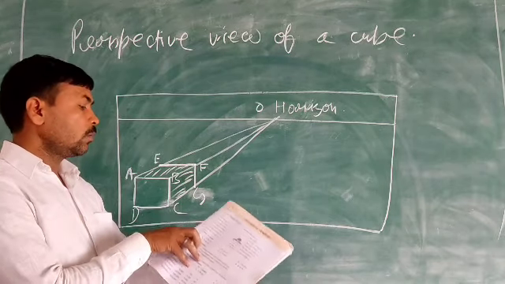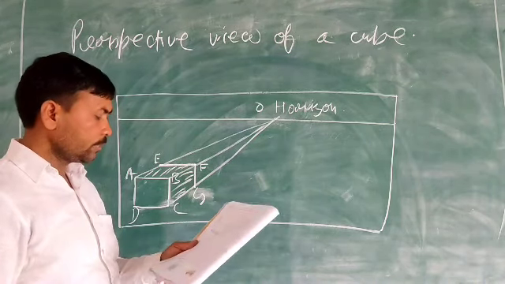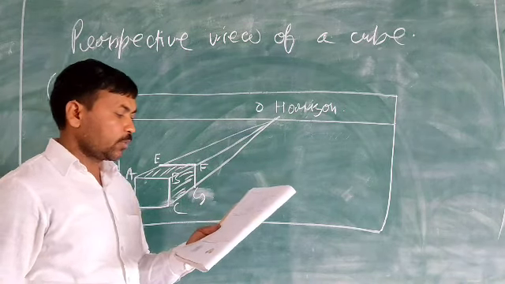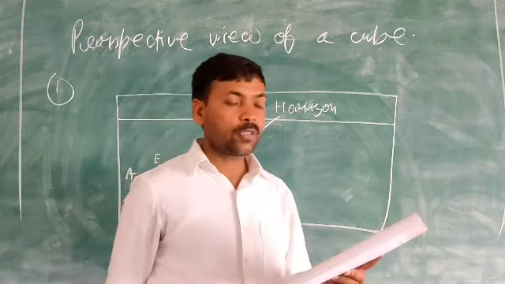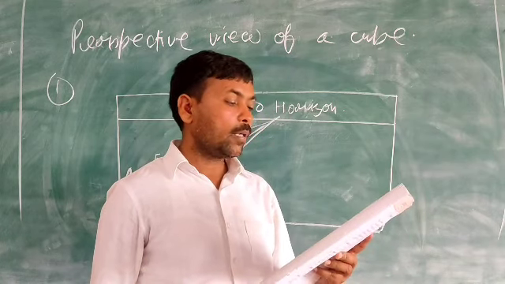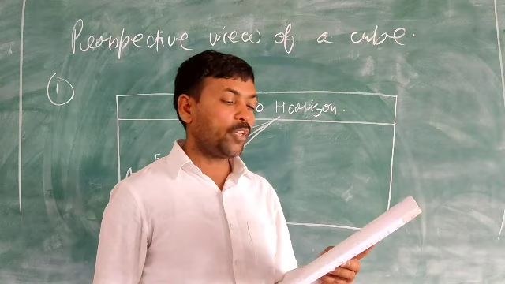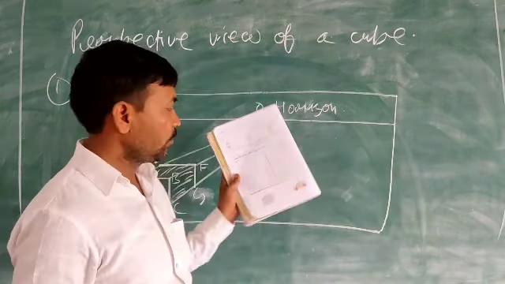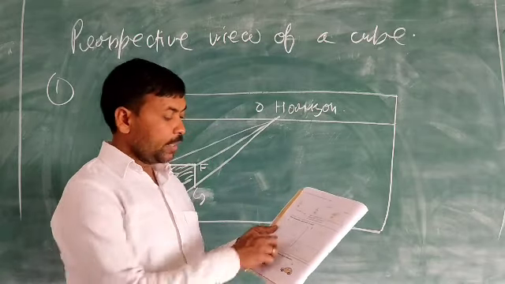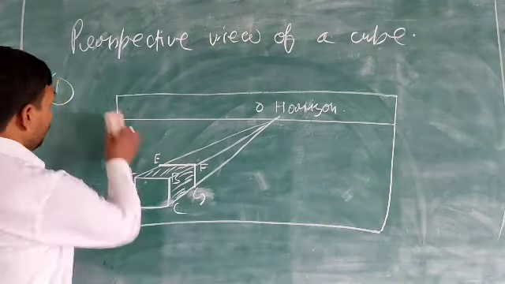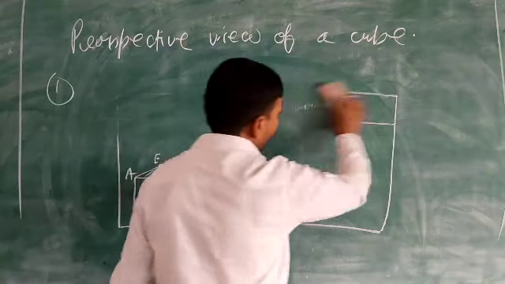And after that, now come on here, page number 10. Here some questions are given. First one: draw the perspective view of each 3-dimensional object. Here the first object is given, you can see in your book, and here space is given to draw. So how to do it? Now come on here.